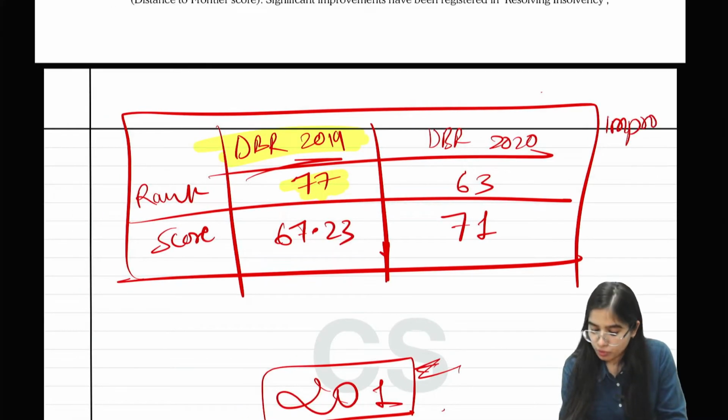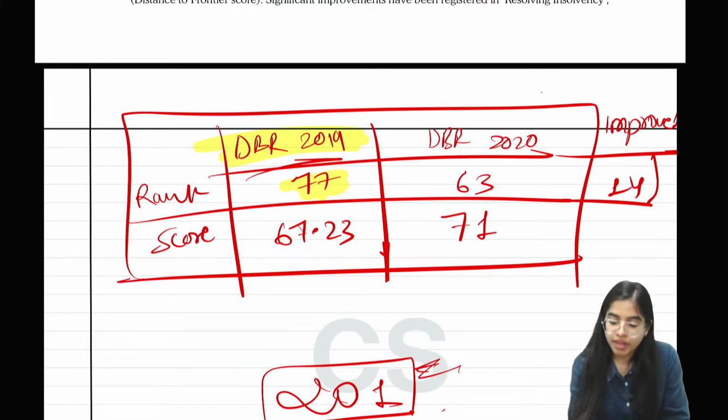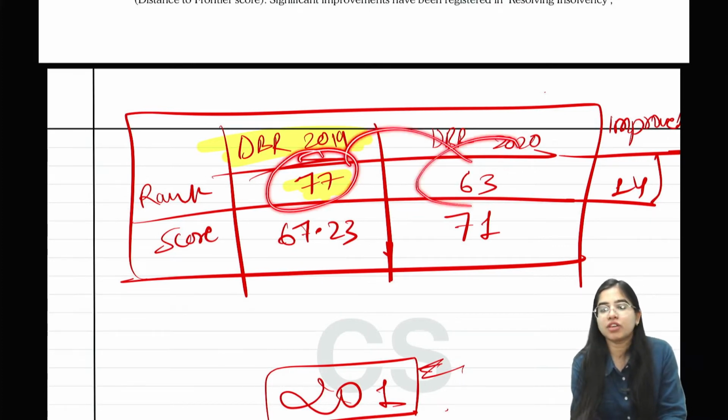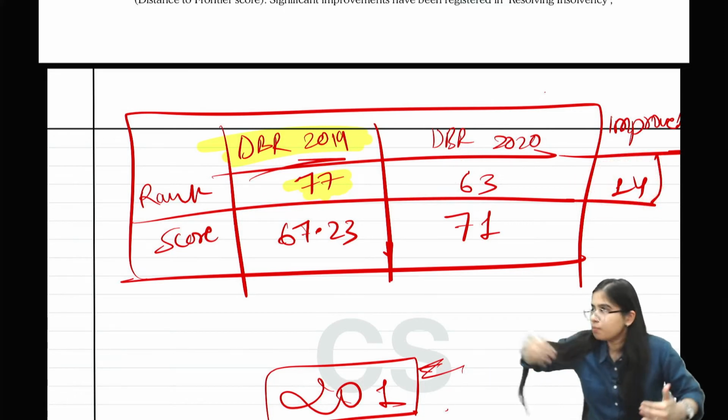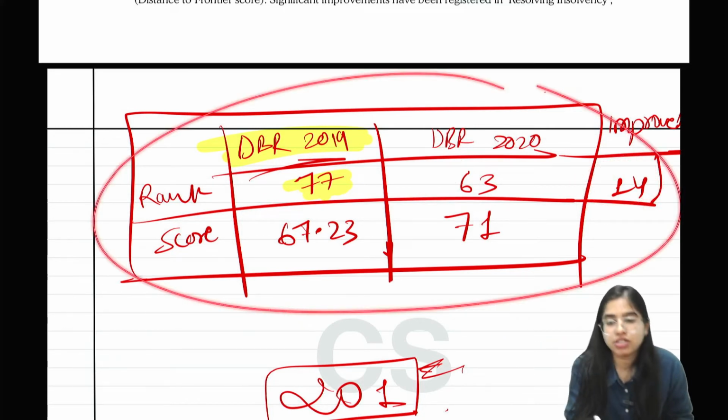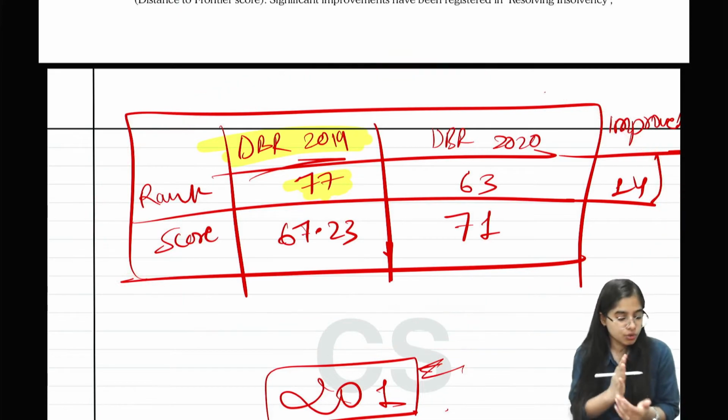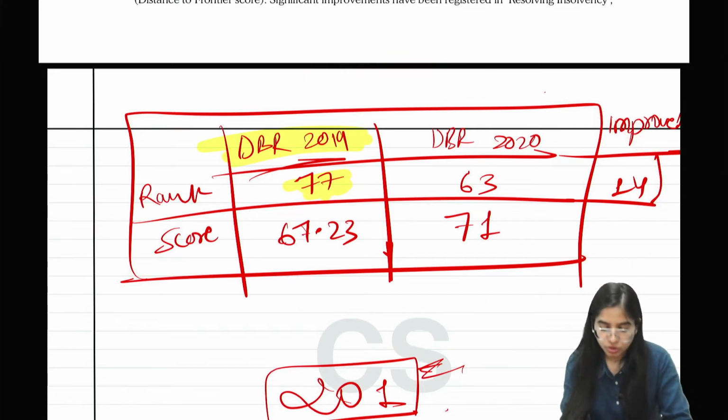How much we improved, madam? We improved 14 positions. Why? Because from 77th position we came to 63rd position. So we improved 14 positions. So you have to remember this from MCQ point of view. This is very important from MCQ point of view, right?